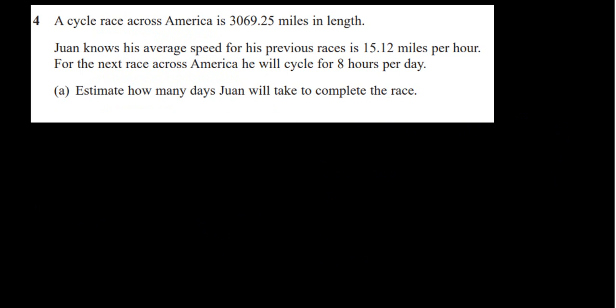Okay, a cycle race across America is 3,069.25 miles in length. Juan knows his average speed for his previous races is 15.12 miles per hour. For the next race across America, he will cycle for 8 hours per day. Estimate how many days Juan would take to complete the race. Alright, this is an estimation question. So I'm going to start off with the distance. I'm going to estimate it at being 3,000 miles.